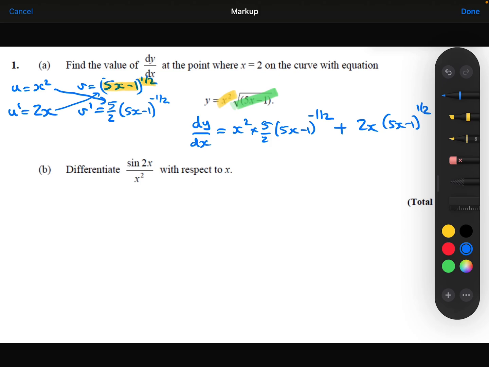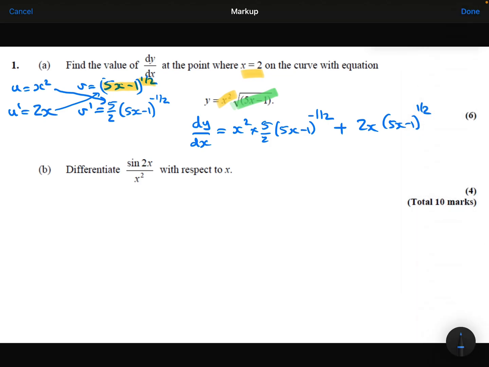And remember, the question wanted the value of dy by dx when x is 2. So I'm just going to be substituting 2 into my expression now. So I'll get 2 squared times 5 over 2 times 5 times 2 minus 1 to the power of minus 1/2 plus 2 times 2 times 5 times 2 minus 1 to the power of 1/2. And as long as you're very careful with this, you will get the answer 46 over 3. That's part A.